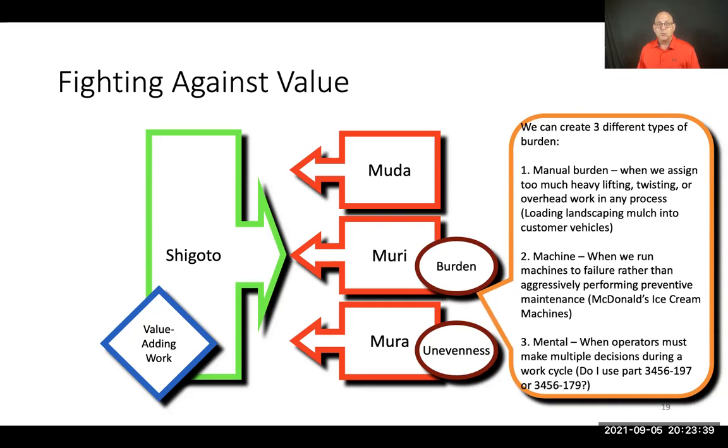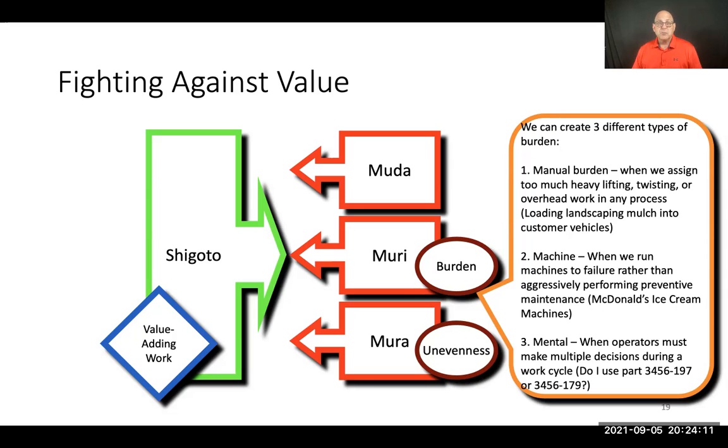Manual burden talks about the work that we give people to do. If we have work where people are having to bend over a lot, lift heavy loads, twist and reach and work overhead, those are all ergonomically dangerous jobs. And we've got to be able to design that damage or that danger out. This is something we need to focus on at every workstation. And a lot of people will just say, well, I've been doing it this way forever. They don't realize that it's an overburden.